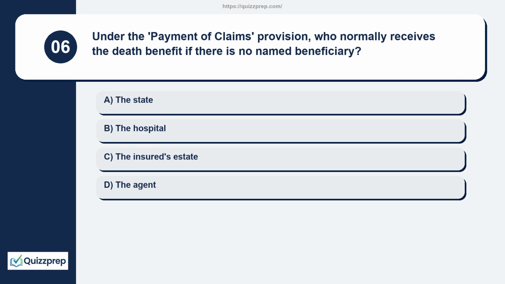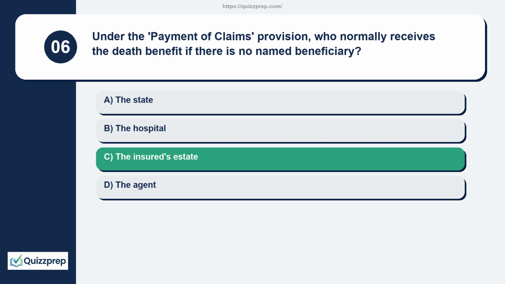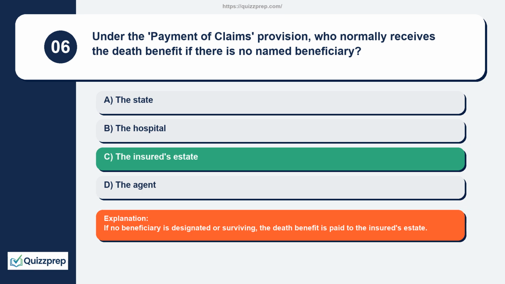Question 6. Under the payment of claims provision, who normally receives the death benefit if there is no named beneficiary? The state, the hospital, the insured's estate, the agent. If no beneficiary is designated or surviving, the death benefit is paid to the insured's estate.